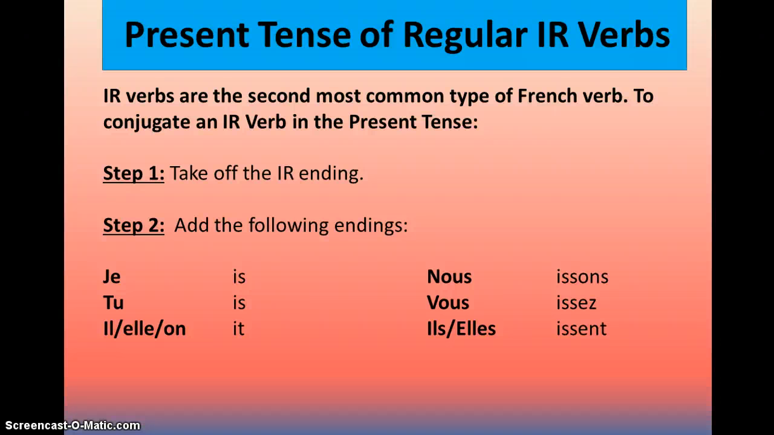Okay, IR verbs are the second most common type of French verb after ER verbs. To conjugate an IR verb in the present tense, first you take off the IR ending, and step 2 you add the following endings. For je and tu, you're going to add is. For il, elle, and on, you add it. For nous, issons. For vous, issez. And for ils and elles, it's issent.